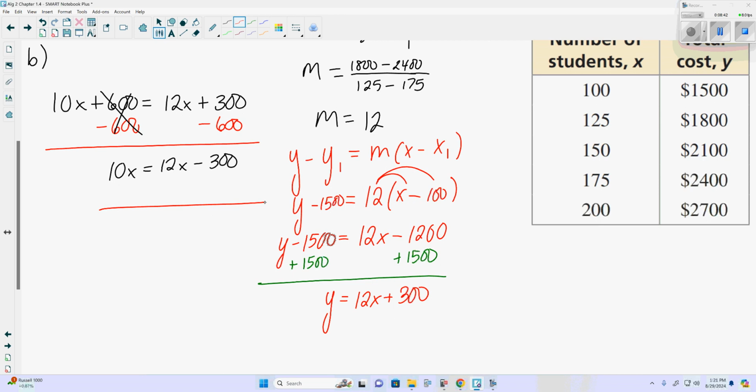Then what can we do? Similar to the first step, we would minus 12x from both sides. Our 10x minus 12x is negative 2x is equal to negative 300.